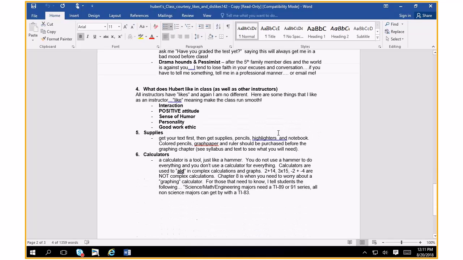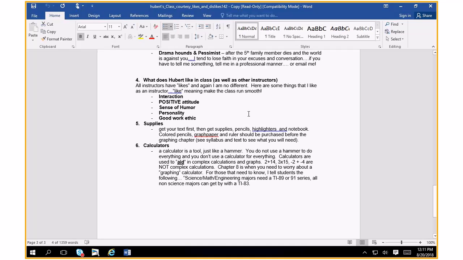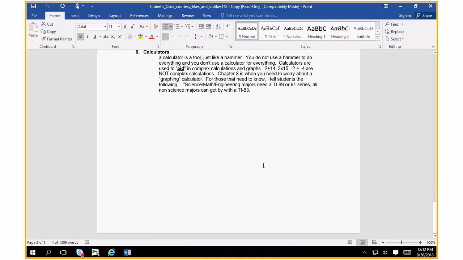Excuses, packing up, rude, interaction, positive attitude, sense of humor, personality, good work ethic. And all that a class can make. A class can be non-interactive and cold. A class can be negative. A class can have no sense of humor. A class can have no personality and just sit there. That is the worst condition you could be in. It will take 6 years for the class to finish. I mean, it feels like eternity when a class is like that. So don't be like that, okay? All right, that's that page.